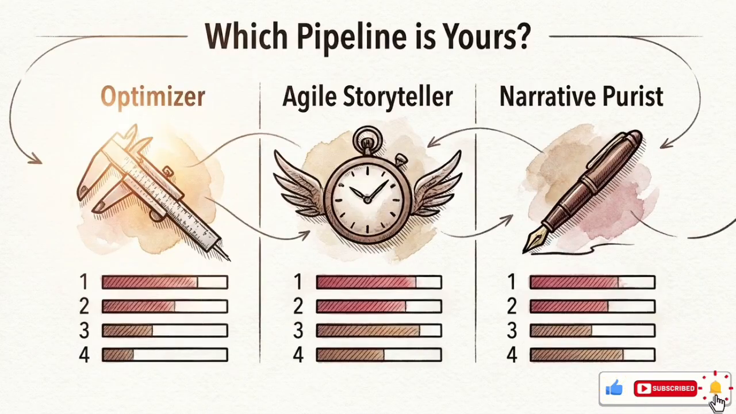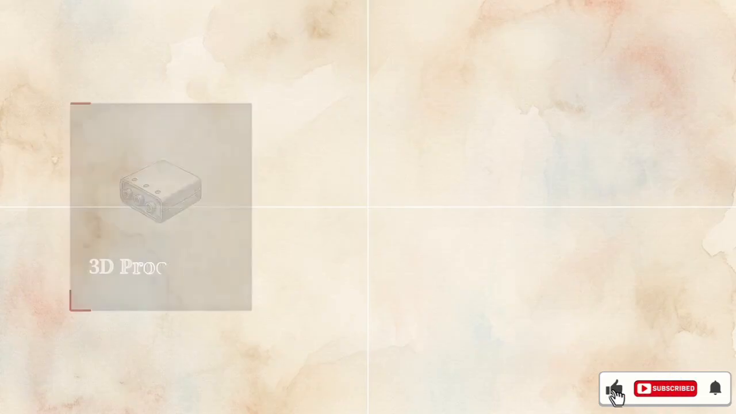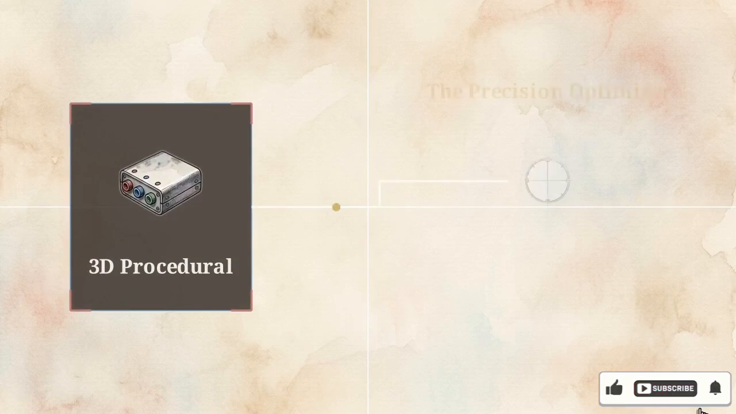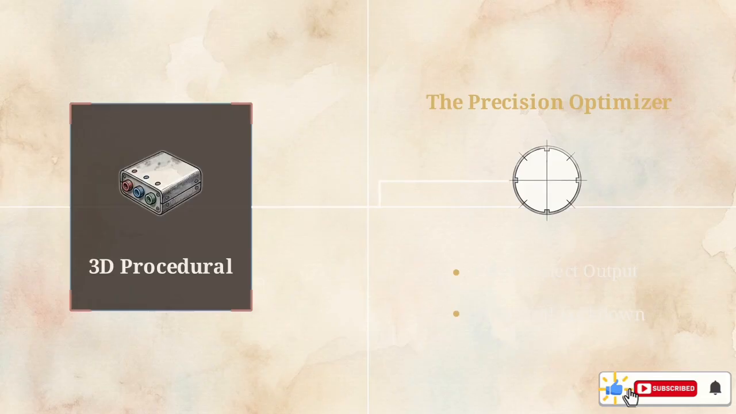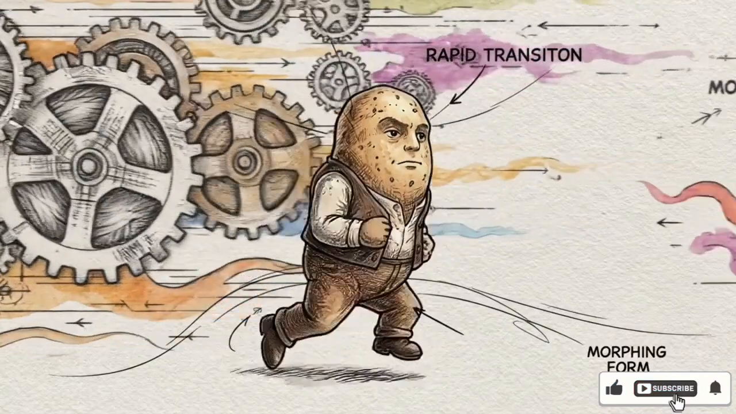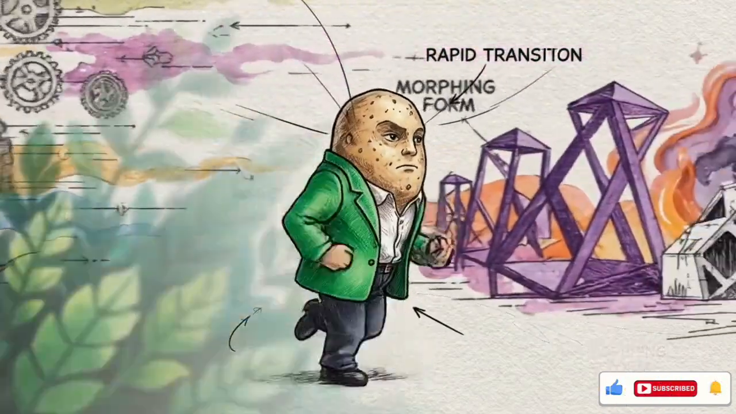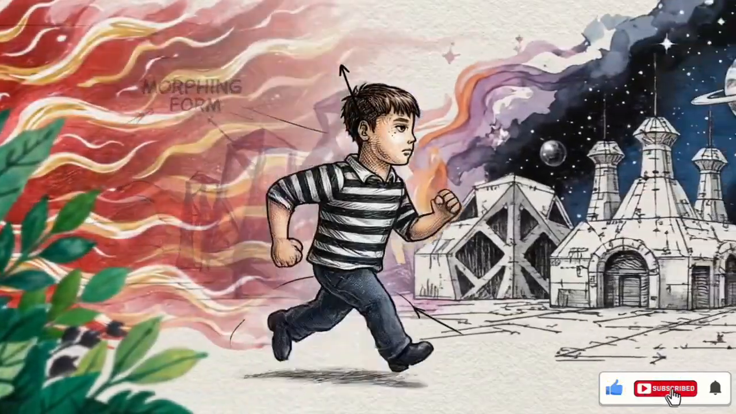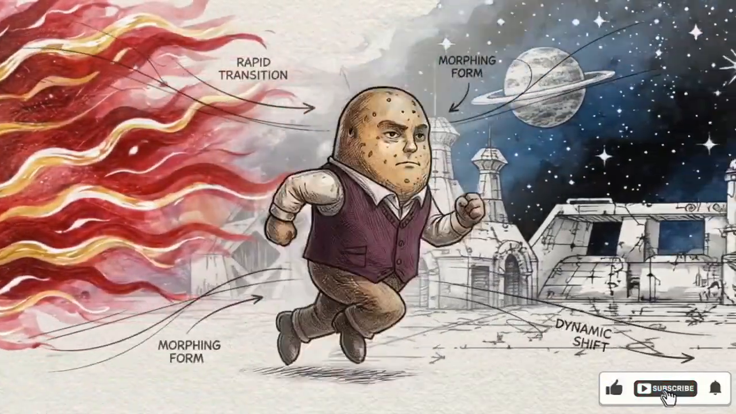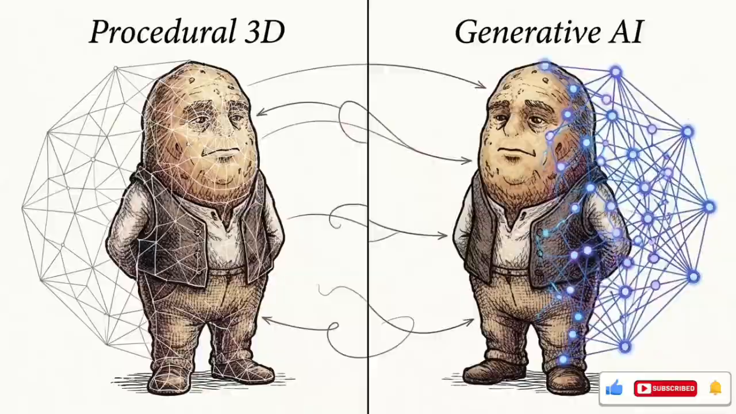This scorecard breaks down how to choose a pipeline based on your production constraints: the precision optimizer, the agile storyteller, or the narrative purist. We map the 3D procedural workflow to the precision optimizer, artists who require exact visual fidelity and absolute control over specific elements. We map the generative AI path to the agile storyteller. For serialized content, you accept minor structural hallucinations in exchange for massive iteration speed. The gap in final output quality is closing, making the choice purely about your workflow preference.